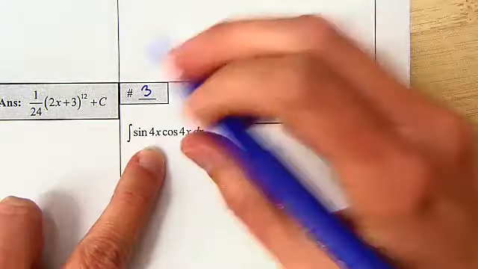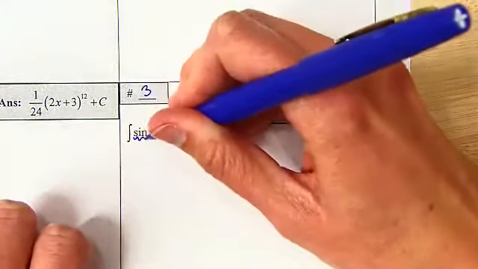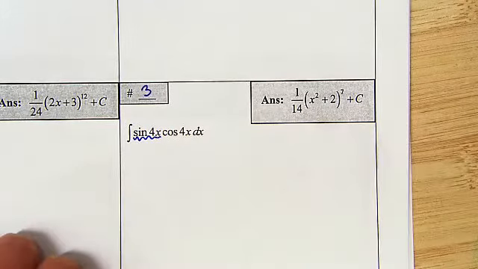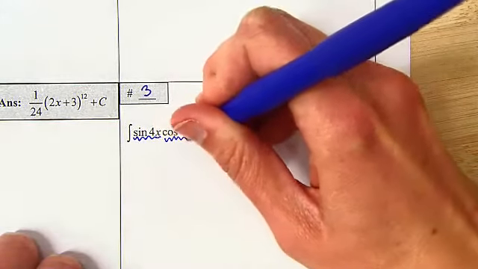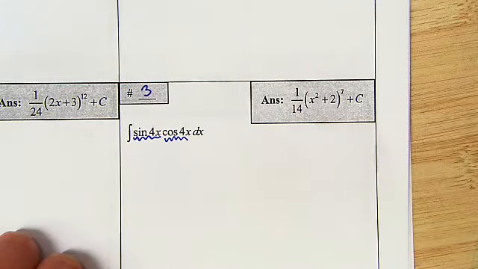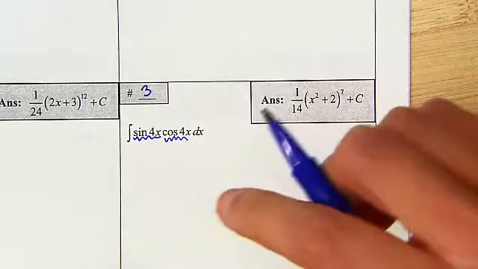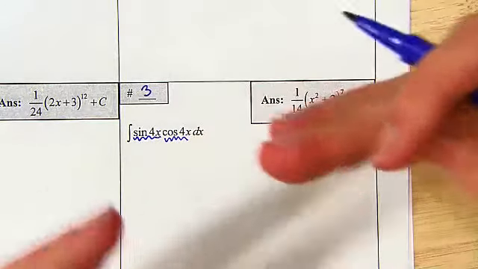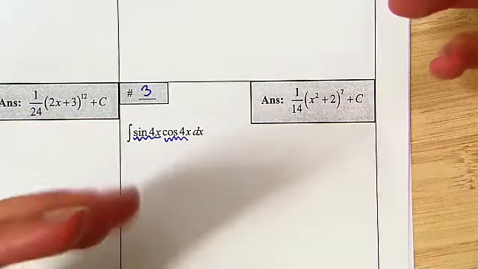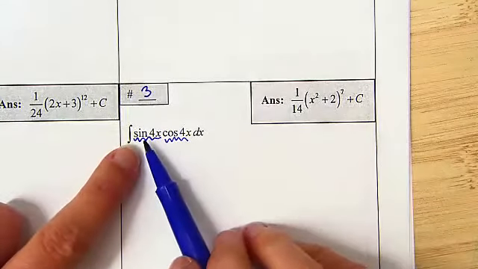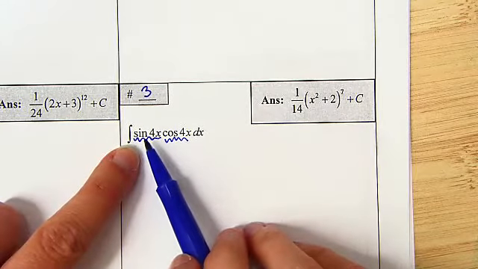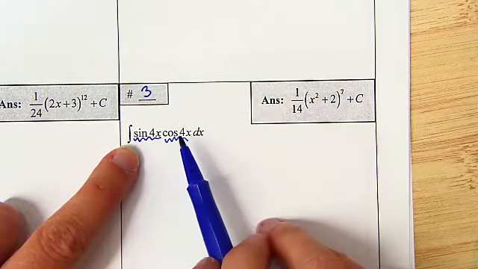Instead, you actually have 2 different options. You could set u to be sine of 4x, or you could set u to be cosine of 4x. They both end up working because when you set u to be one of those and then find the derivative of sine, let's say that's your u, the derivative of sine is cosine.